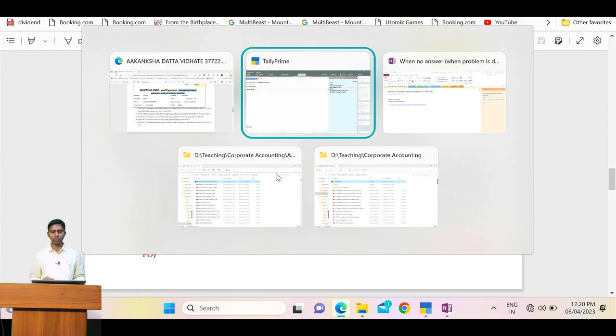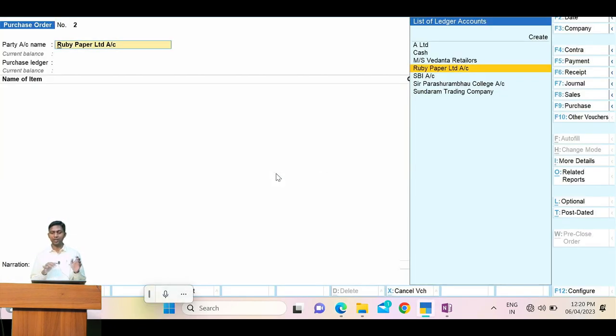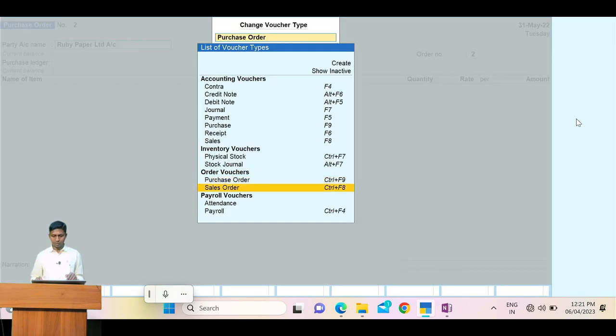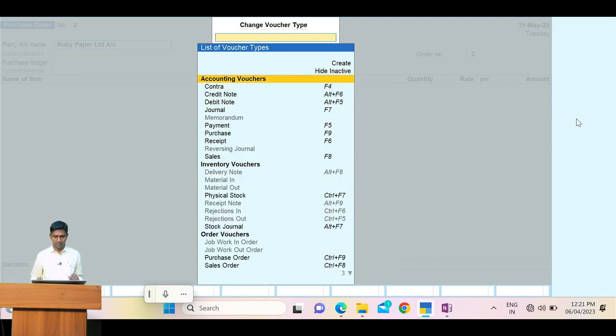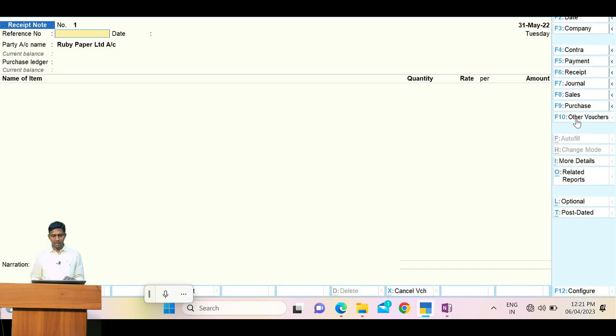Now what is this? On 31st May we received goods, on 31st May we received goods. What does it mean? My dear students, you must pass this not in a purchase order but in a receipt note. First go to the receipt note voucher and then pass the entry. This is the receipt note I want. Show inactive, and then receipt note, yes, this is it. Alt F9, first activate it.